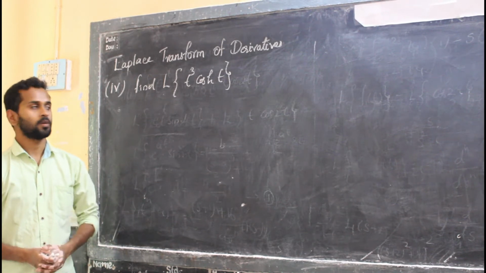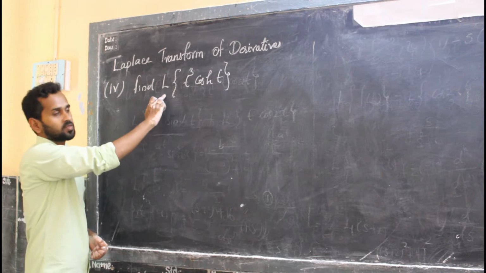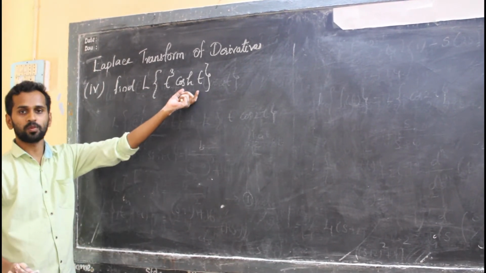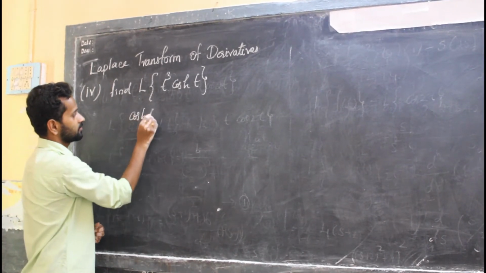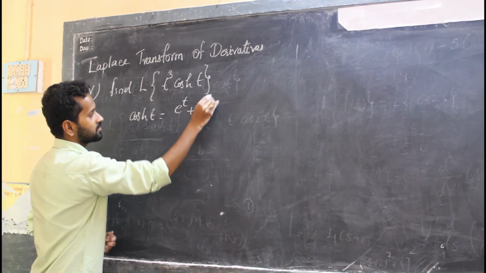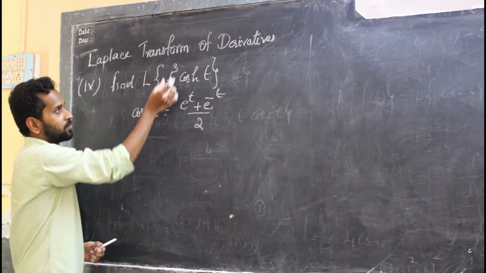Now let us see some problems in hyperbolic functions. Here it is given: find the Laplace transform of t cubed cosh t. Cosh t comes with it, as it's a hyperbolic function. We must first know what cosh t is. Cosh t equals e to the power of t plus e to the power of minus t, divided by 2. So this is my f of t power n.